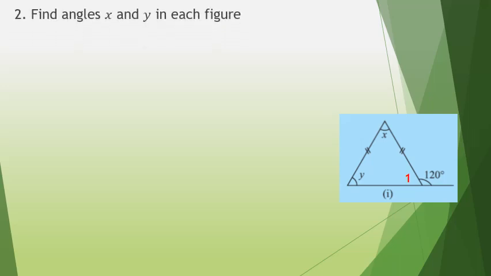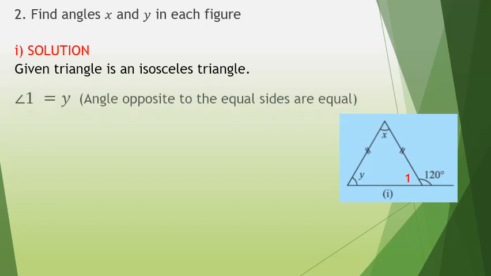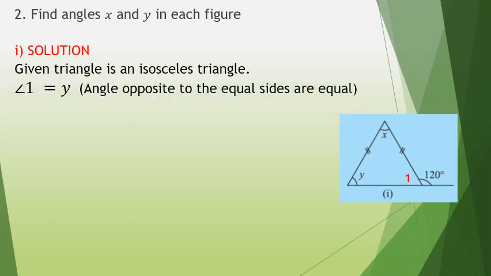Now question number 2. Find angles x and y in the given figures. Look at the given figure. It is an isosceles triangle in which one exterior angle is given. Two interior angles of the isosceles triangle are x and y. Now we can find the angle opposite to the equal side. One is given as y, so the other one we can mark as angle 1. So angle 1 will be equal to y, because angles opposite to equal sides are equal in an isosceles triangle.